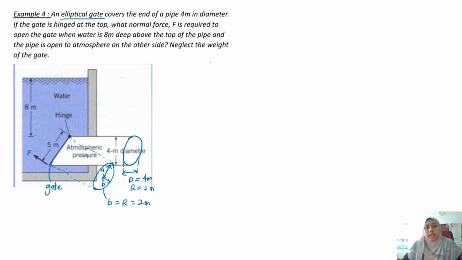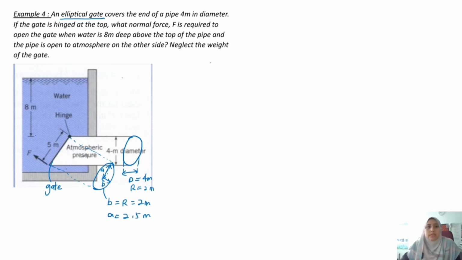And then A cannot follow the diameter because this is an ellipse. So A is 5, which is the whole height is 5. So A is half of 5. A is 5 divided by 2, it's 2.5 meters.